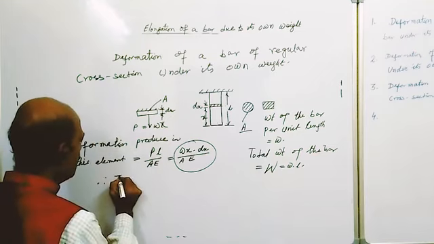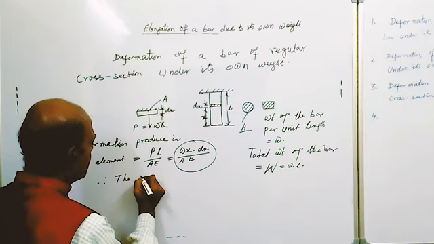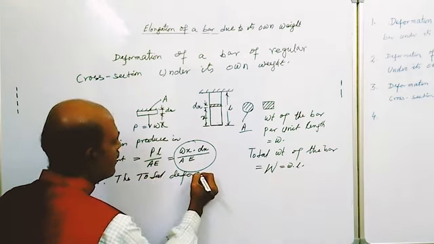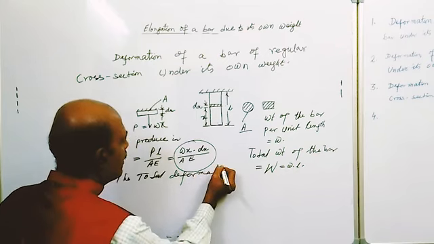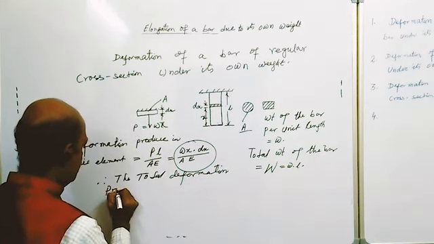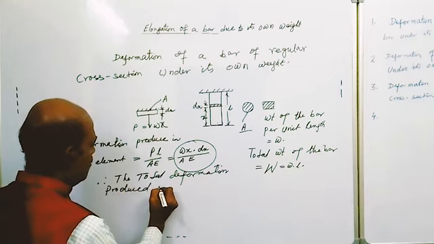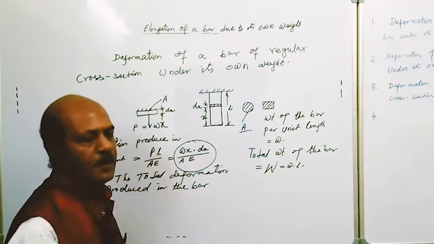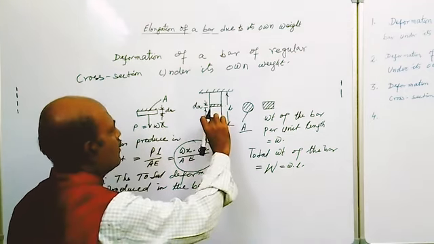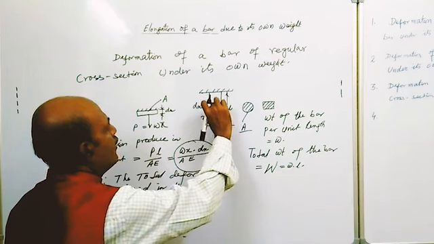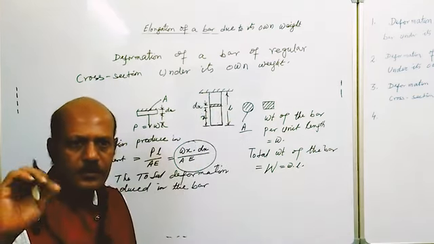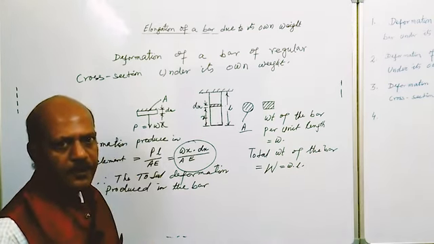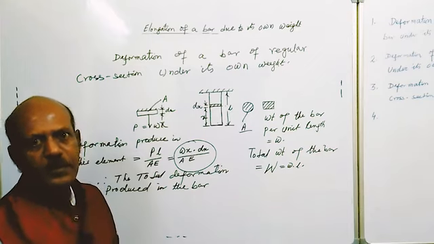Therefore, the total deformation produced in the bar is given by, if we integrate, so we will consider a number of elements and we will find the deformation in all the elements, and if we add the deformation of all the elements, it will give the total deformation.